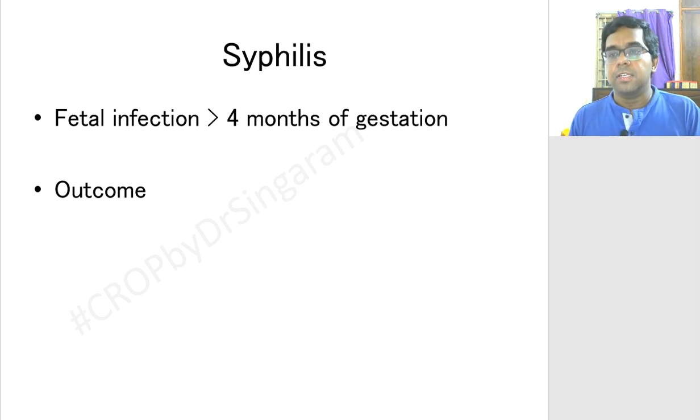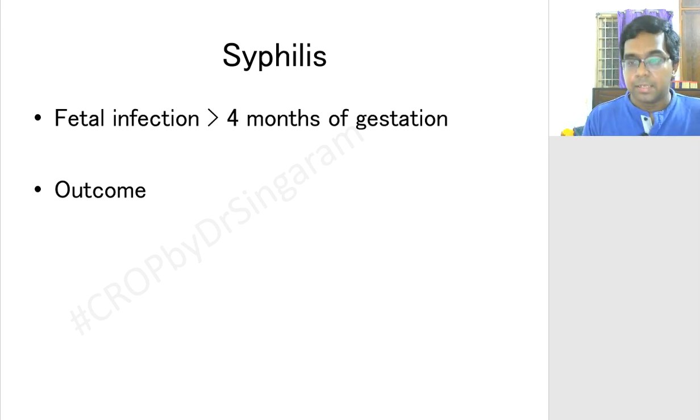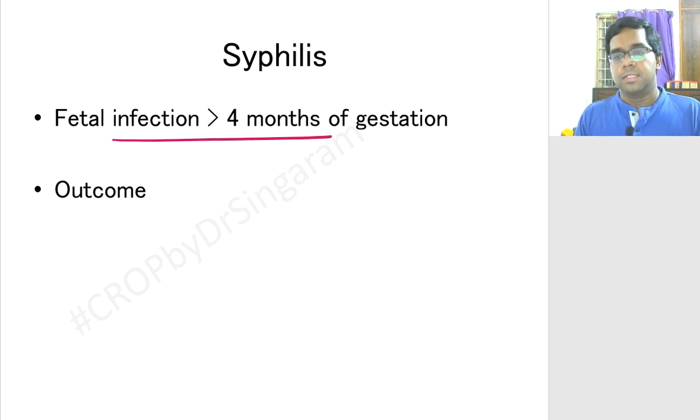The last infection I'm going to discuss is syphilis. One point I have already told you about neonatal syphilis is that if it occurs during pregnancy, it has a propensity to cause recurrent abortion, whereas recurrent abortion is not an association with other TORCH infections, right? Now, one more unique feature of syphilis is that if a baby affected with syphilis has to develop manifestations, you can see the line here, the infection has to occur more than 4 months after gestation.